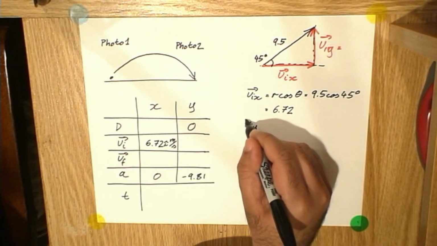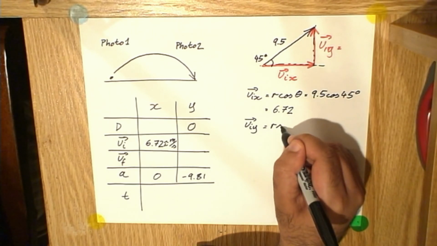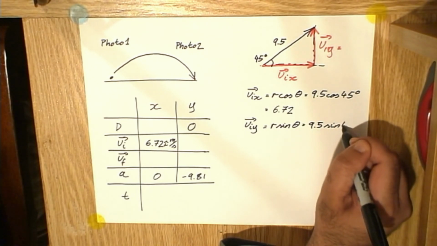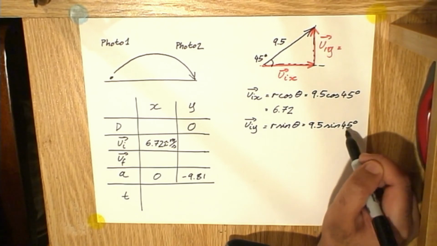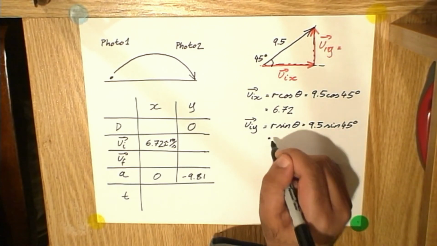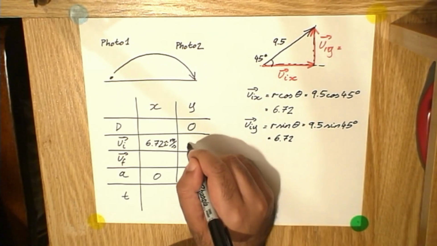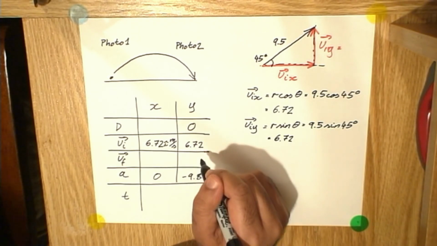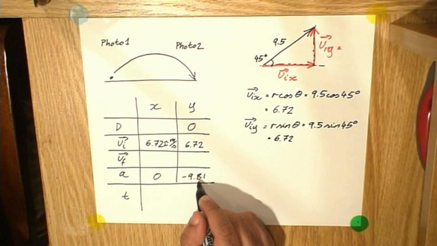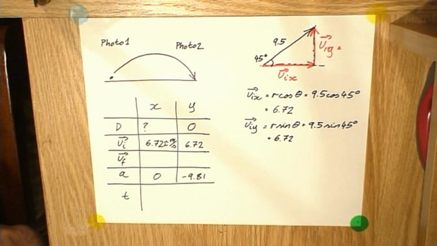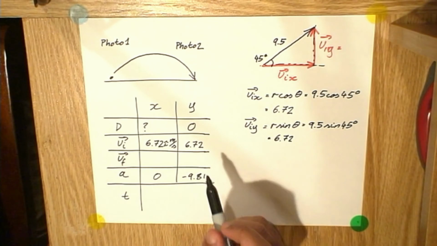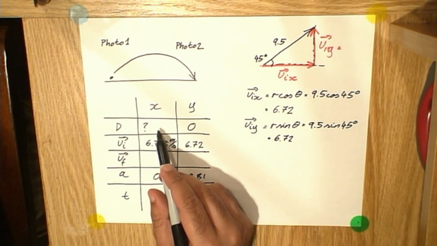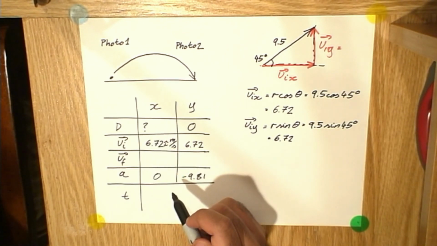Now v initial in y is given as r sine theta, which is 9.5 sine of 45 degrees. Now it just so happens that sine 45 and cos 45 are the same thing, so this is also going to be 6.72. So now we have three pieces of information in the y direction, and we're looking for the range in the x direction. This is easy enough to solve. We just need to solve for the time using the y information, and then use that time to find out the range, that's delta x, in the x direction.